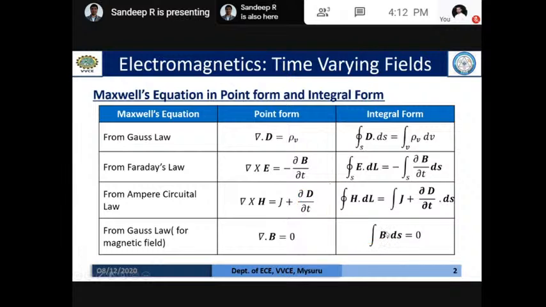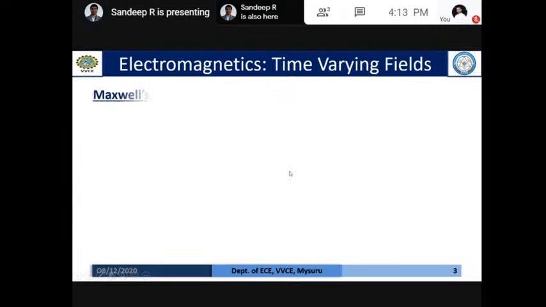Some questions they have asked in the GATE exam are related to time varying fields. They'll give the equations, and you have to match whether it is from Gauss law, Faraday's law, or like that. Or they'll give particular equations, and you can check whether the fields satisfy Maxwell's equations or not. So questions like that will be asked.